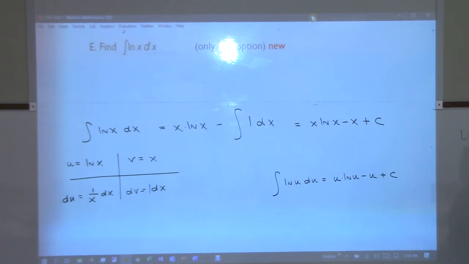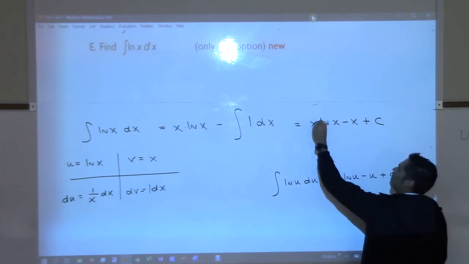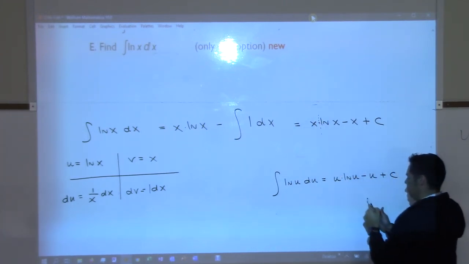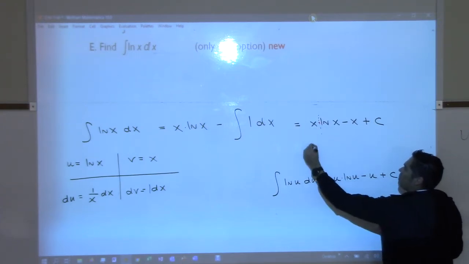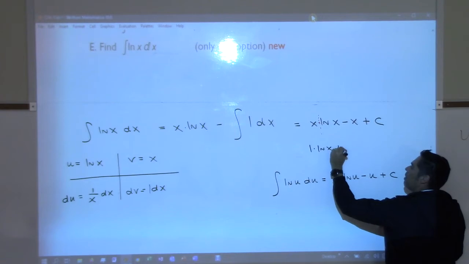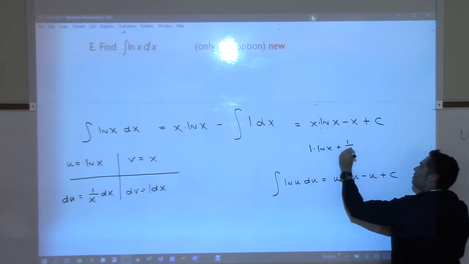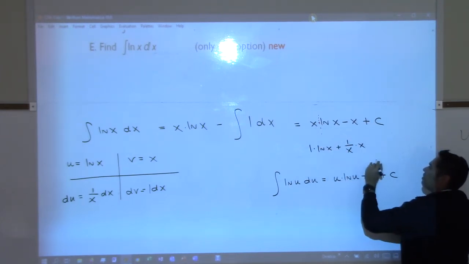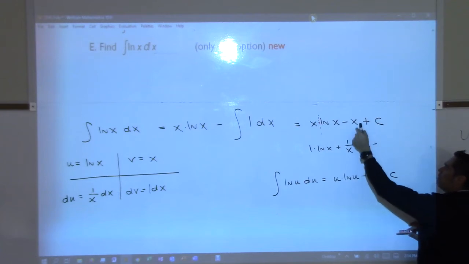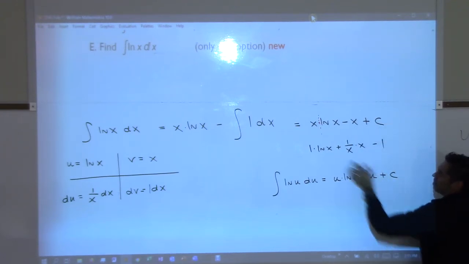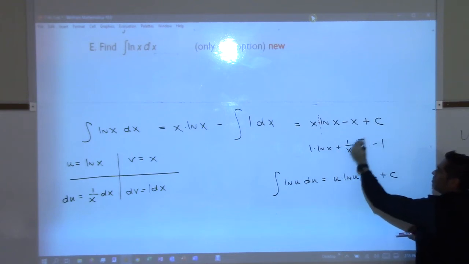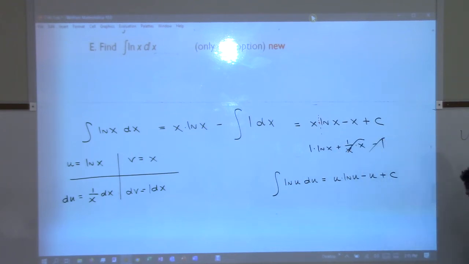Should we check it? This one will be easy to check. I'm going to go up here and check this. I'm going to take the derivative, and that's a product. So what's the derivative of this? It's 1 times ln x plus the derivative of ln x, which is 1 over x, times x, finishing the product rule, and then minus the derivative of x, which is 1, and then the derivative of the constant is 0. So you just get ln x plus 1 minus 1. So these go away, and you just get ln x.